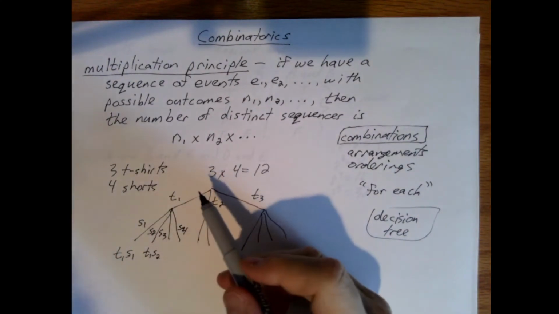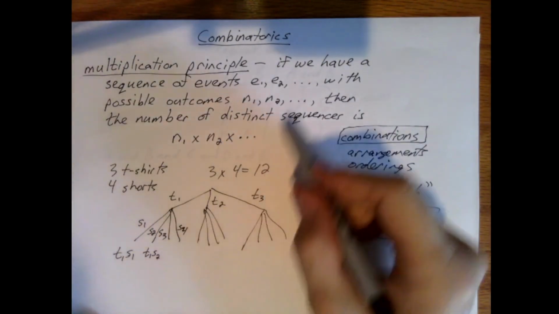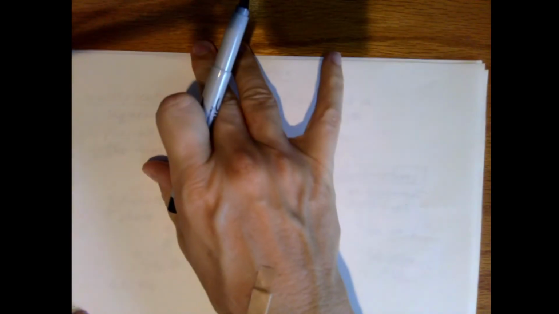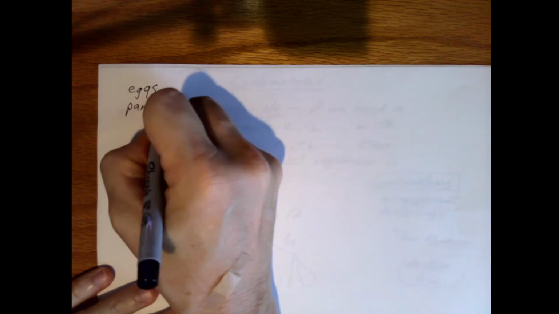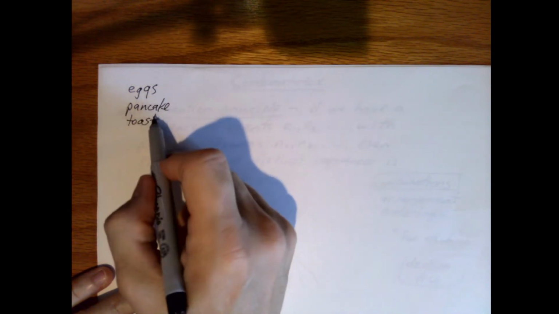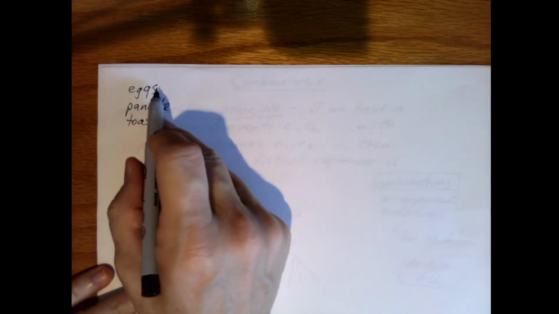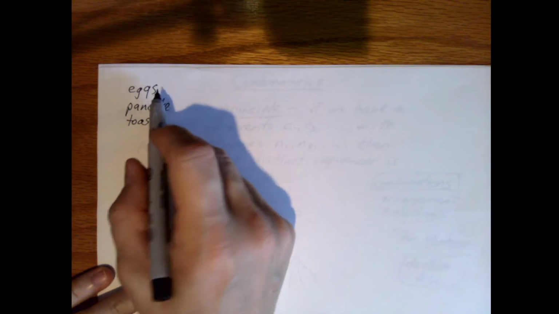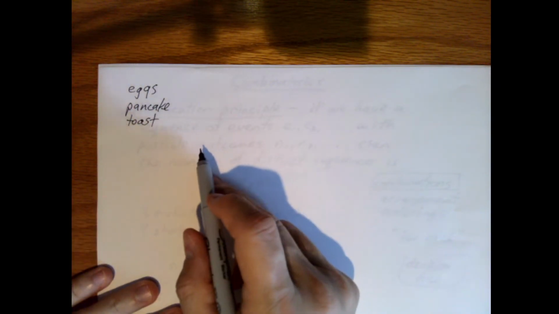Sometimes, though, we have a set of things and we're exhausting things from that set, and so maybe we don't allow repeats of certain things either. So what if, for example, I had some food at home and I have some eggs, I have pancake mix, and bread for toast. But I only have enough of each for one day's worth of breakfast. So how many different orderings are there for what I could eat?